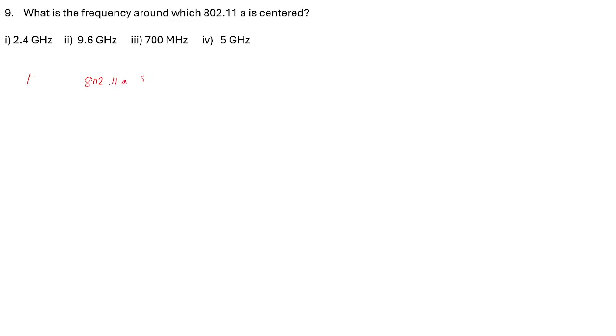the 802.11a standard is centered around 5 gigahertz frequency.